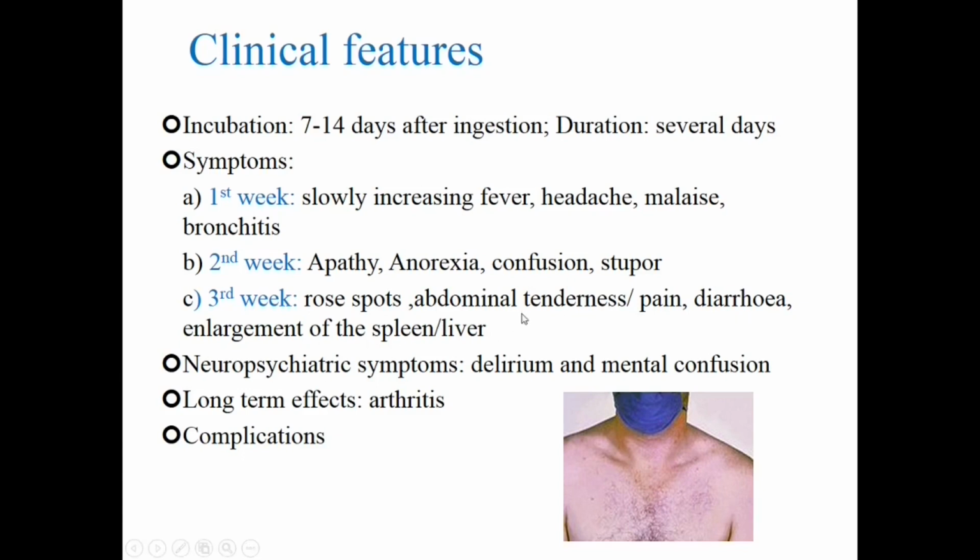The spleen and the liver may also be enlarged because of the multiplication of these bacteria within the reticuloendothelial cells in the liver and the spleen. Delirium and mental confusion may be there. And long-term sequelae, the patient may present with arthritis, and many more complications. But this is usually the picture.